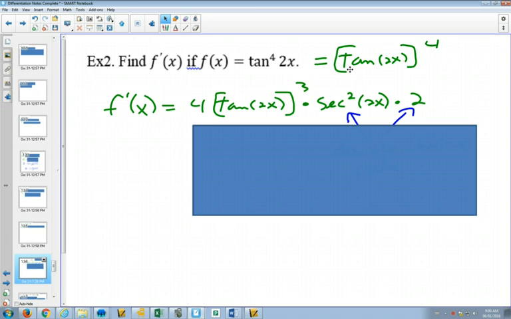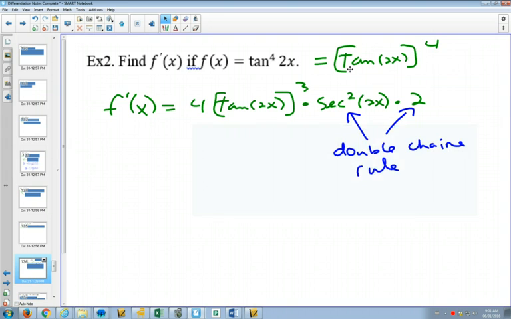The 4 comes out in front, subtract 1 from the exponent. Then what was inside of that? Tan of 2x. Still another chain rule. So the derivative of tan is secant squared, and the 2x would still be inside. Then you look at the function that was still inside, which is 2x, and the derivative of that would be 2.